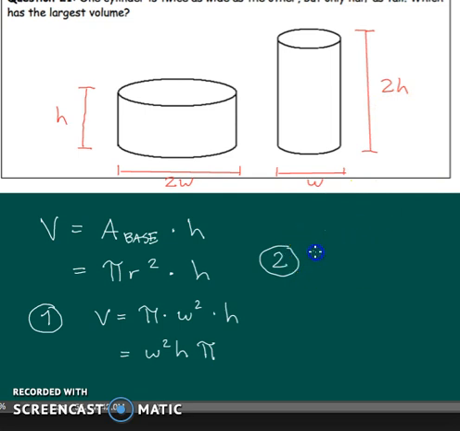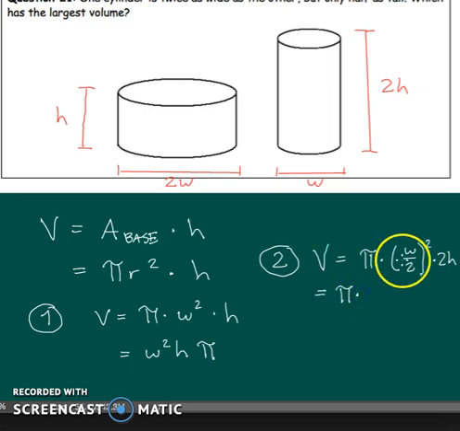So here, once again, we want to input our values into the formula for volume. I've got pi times the radius. So for this one, the width is just W, so the radius will be half of that, which is W over 2. So radius squared, right? And times the height, which is 2H. And now I'm going to work that out.